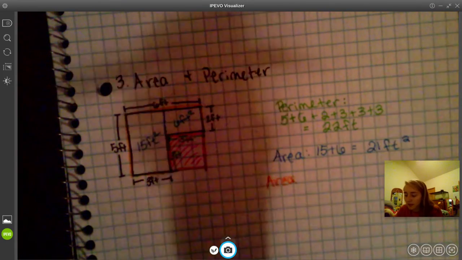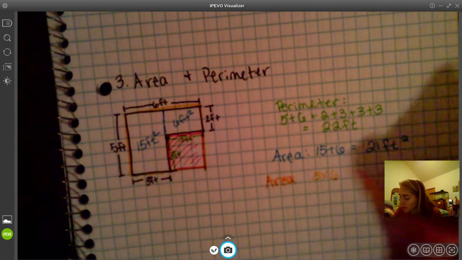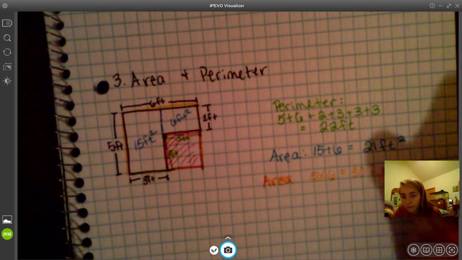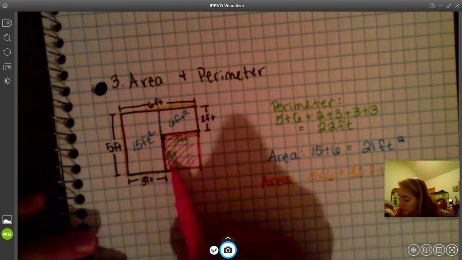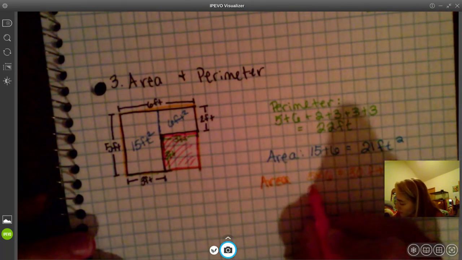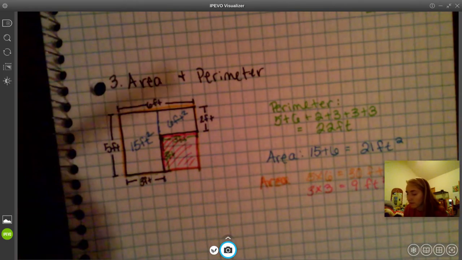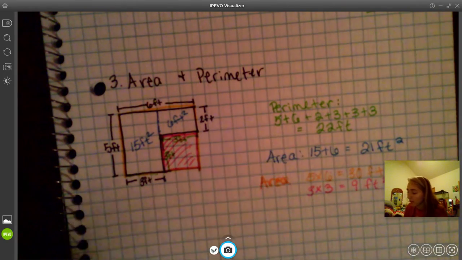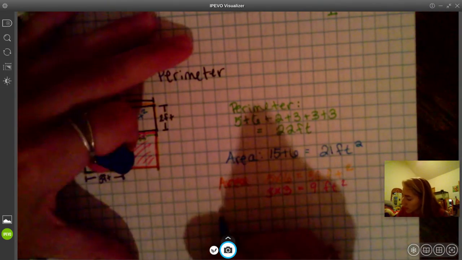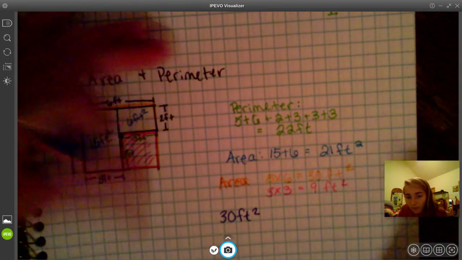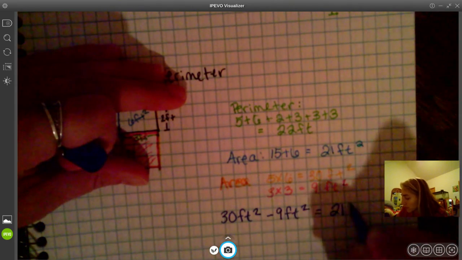So for my area, I'm going to take my big rectangle, 5 times 6, which gives me 30 feet squared. Then I'm going to take the missing piece here, which is a 3 by 3 area. So I've got 3 times 3, which gives me 9 feet squared. To find the total area, I'm going to take my total and subtract my missing piece. So I take my 30 feet squared and subtract 9 feet squared from it, and I get 21 feet squared.